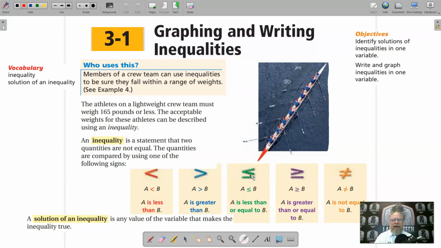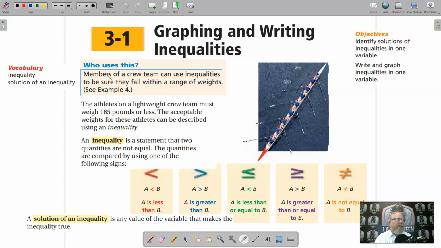Hello, this video is for Algebra 1 and it is Chapter 3, Lesson 1. It is titled Graphing and Writing Inequalities. The objectives for this lesson are to identify solutions of inequalities in one variable and to write and graph inequalities in one variable. Our vocabulary for this lesson is inequality and solution of an inequality.